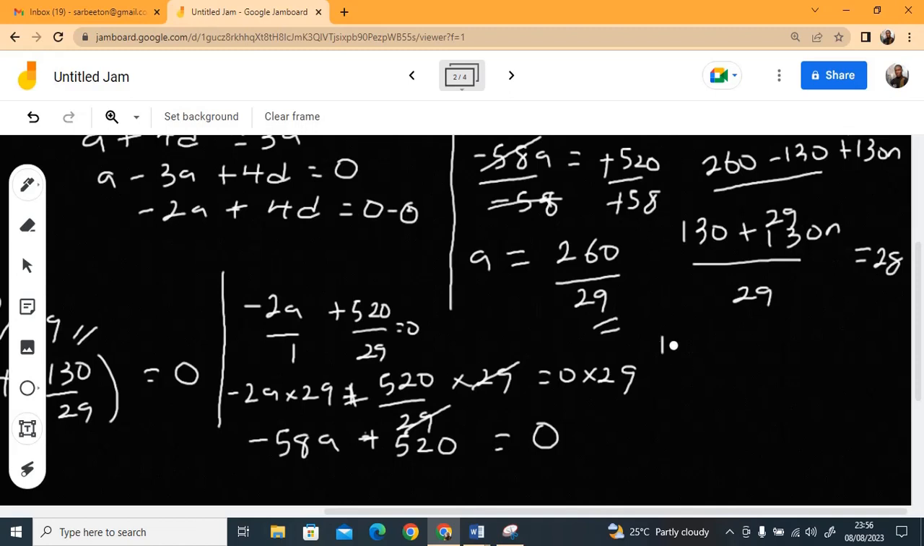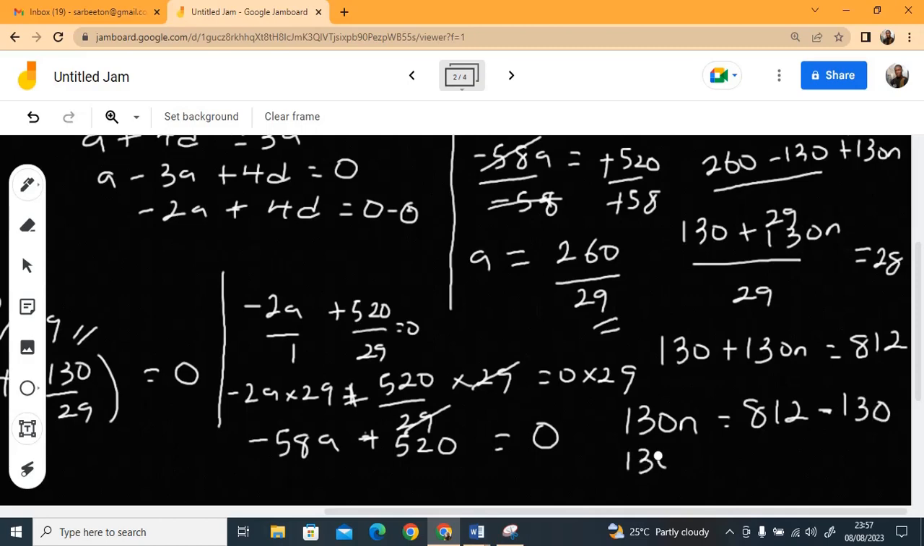So we have 130 plus 130n equals 29 times 28. 29 times 28 is 812. You transfer this to the other side. So 130n equals 812 minus 130. That is 682.